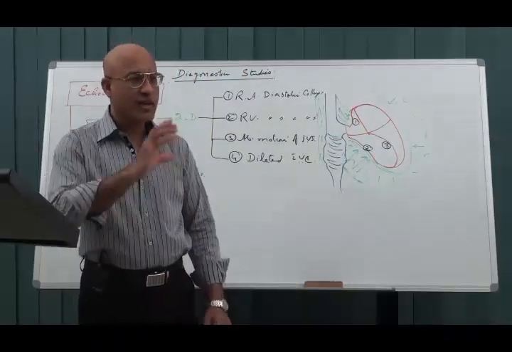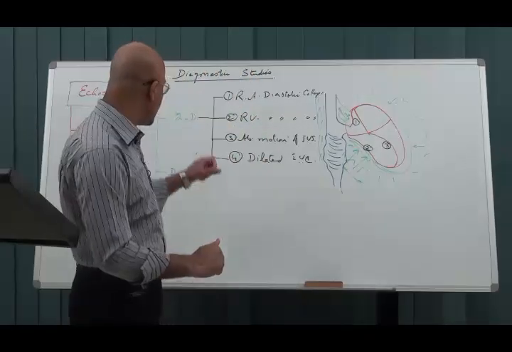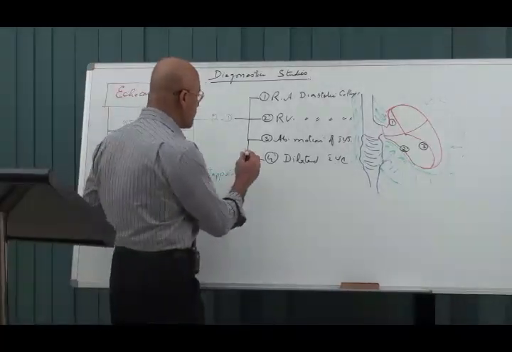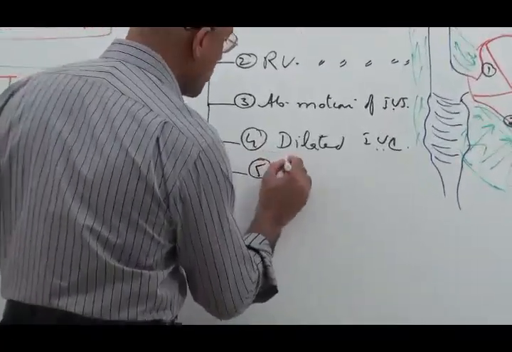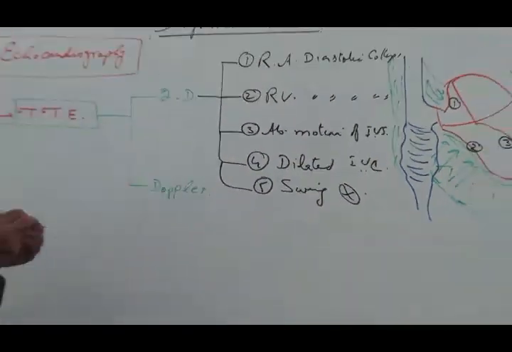So this swinging heart anteroposteriorly can also be noted in what? Two-dimensional echocardiography, right? Swinging heart. So these are 2D findings.